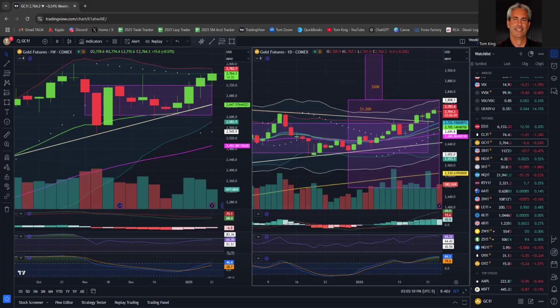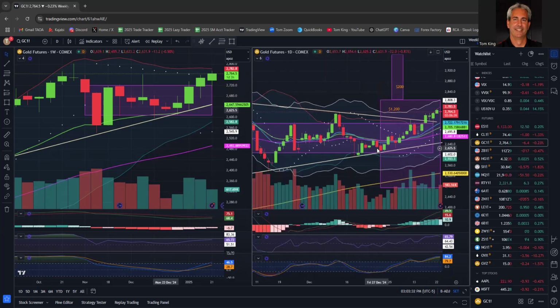When you look at it for strangles, the one thing I'm looking at is RSI between 40 and 60. Well, right now RSI is at 65. It's too high. It's too strong. It's 65 on the weekly. It's 65 on the daily. RSI is too strong.